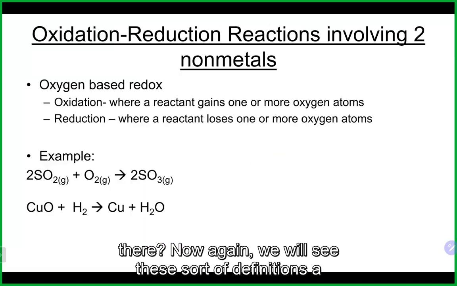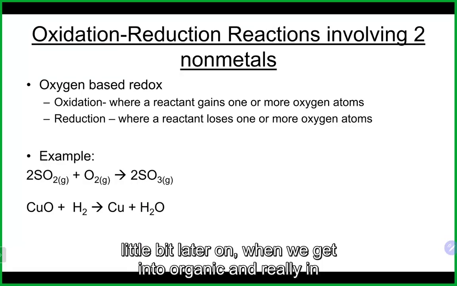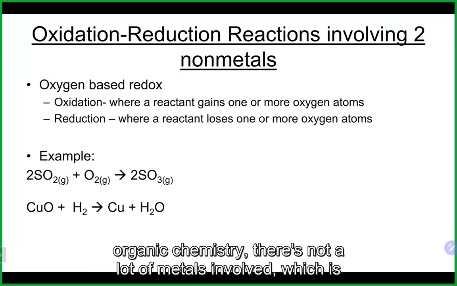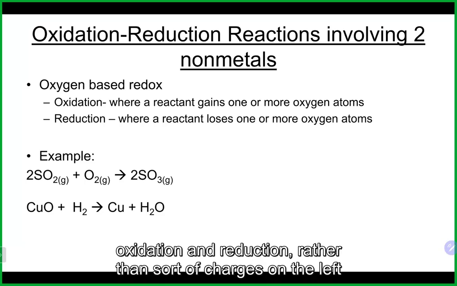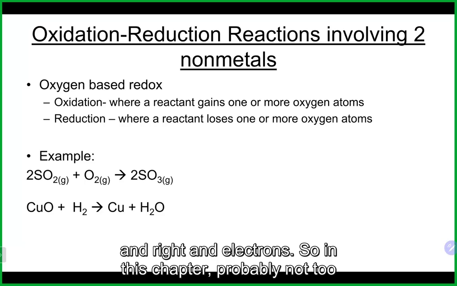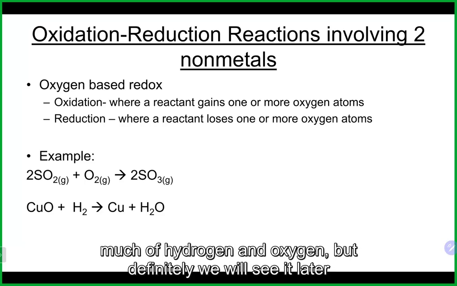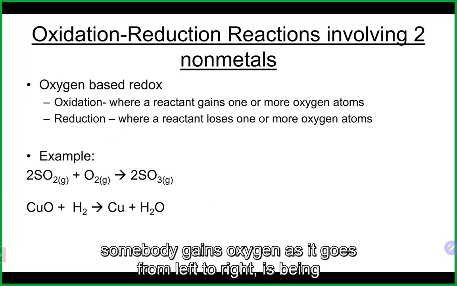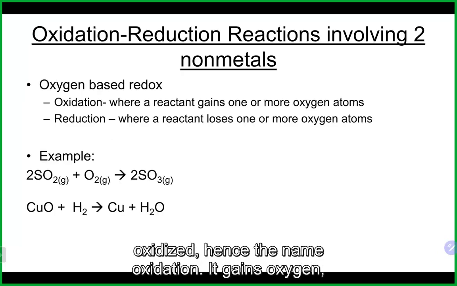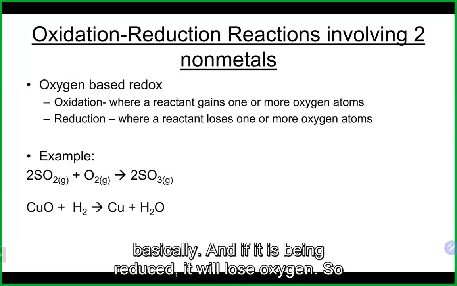Now, we will see these definitions a little bit later on when we get into organic. In organic chemistry, there's not a lot of metals involved, which is why we look at the hydrogen and oxygen definition of oxidation and reduction rather than charges and electrons. In this chapter, probably not too much of hydrogen and oxygen, but we will see it later on in organic chemistry. But here, if somebody gains oxygen as it goes from left to right, it's being oxidized, hence the name oxidation. It gains oxygen, basically. And if it is being reduced, it will lose oxygen.